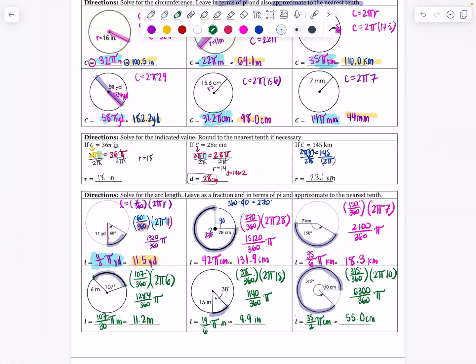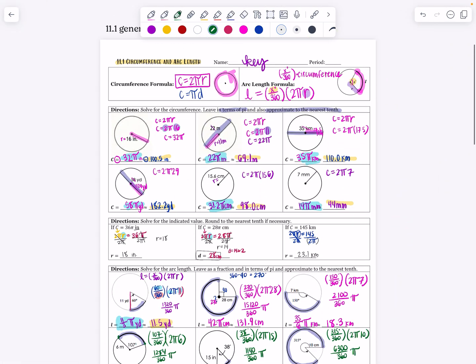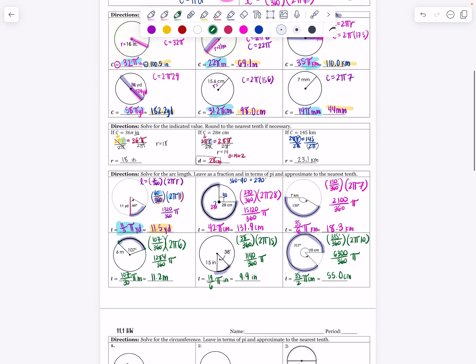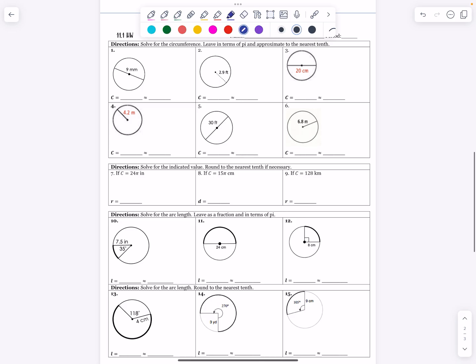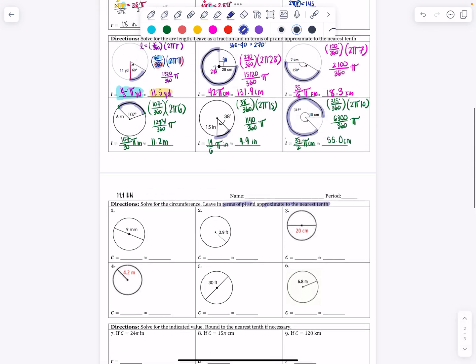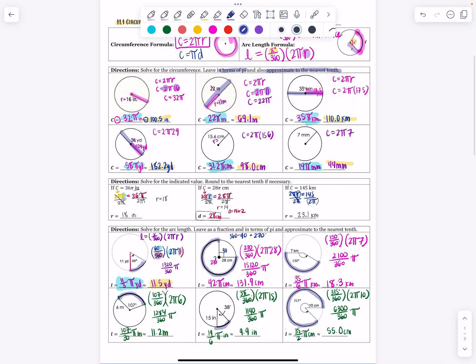Okay, so these were your notes talking about circumference and then finding pieces of the circumference, which we call arc length. And then here's our assignment on the back. Notice that your directions say leave in terms of pi and approximate. So I'm wanting y'all to do both of those things, just to get used to seeing both of those answers. That way, no matter how it's asked for, you know which one to put.